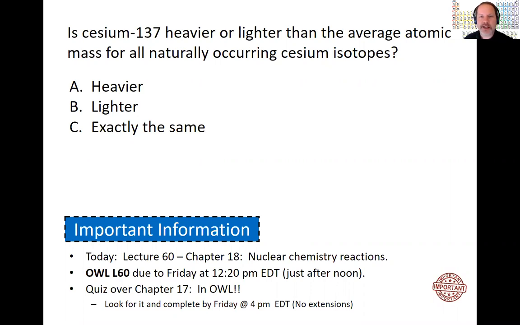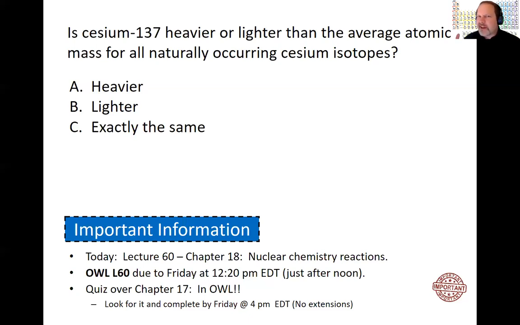We're going to start talking about nuclear chemical reactions and how a chemist looks at these things. To get us started, I always like to have a question here. Is cesium-133 heavier or lighter than the average atomic mass for all naturally occurring cesium isotopes? What do you think, heavier or lighter? Or are they exactly the same? What do you think?